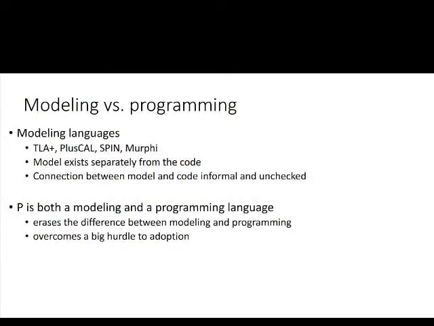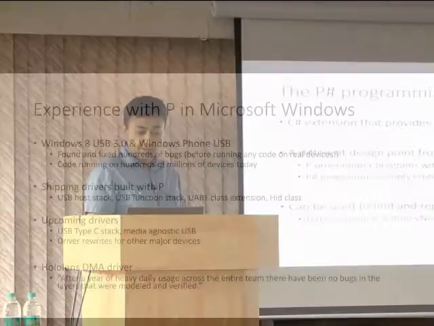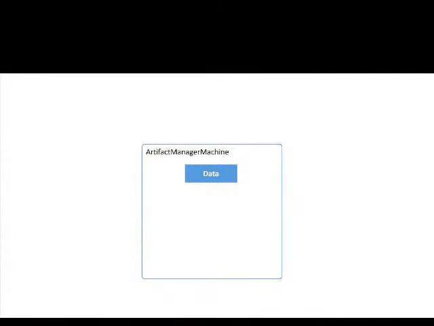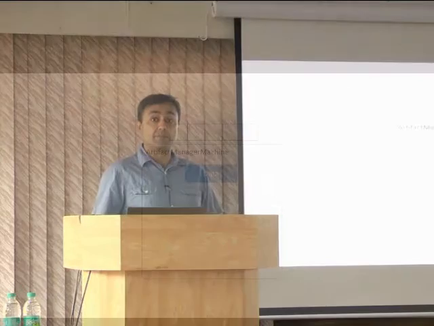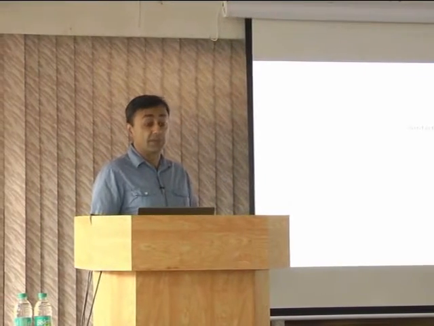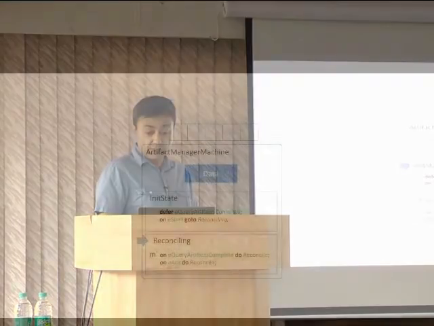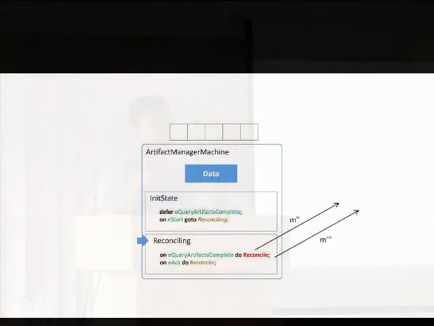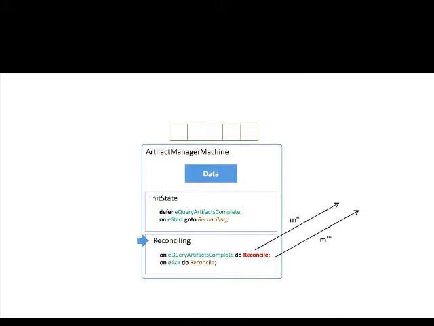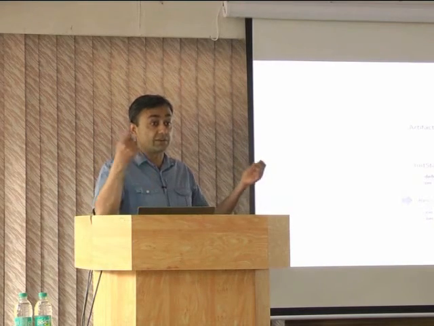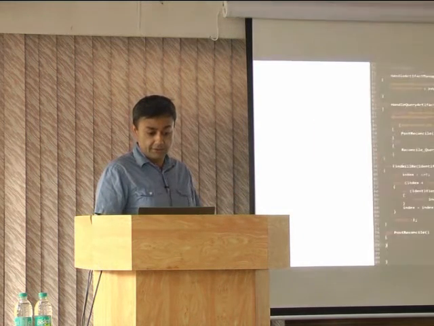At the very end, we talked about the difference between modeling and programming. Then we talked about the specifics of the P language. In particular, it's an actor-style model of computation, or also known as a state machine, communicating state machines. We did this little animation to show you how state machines are running concurrently and communicating with each other by exchanging messages. Each message is an event and a payload value, a data value.